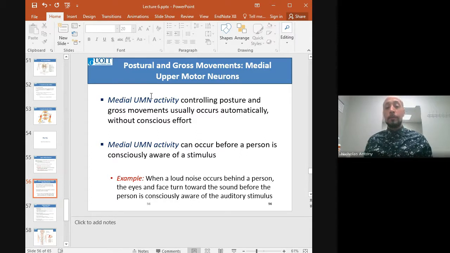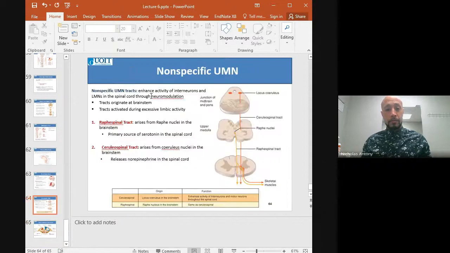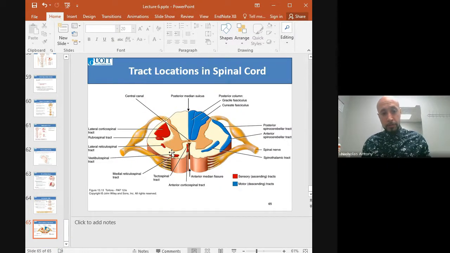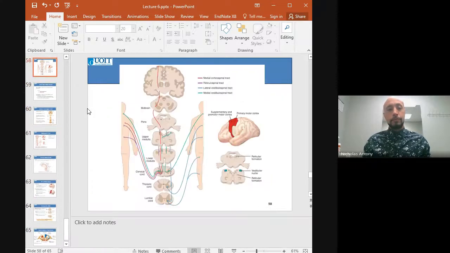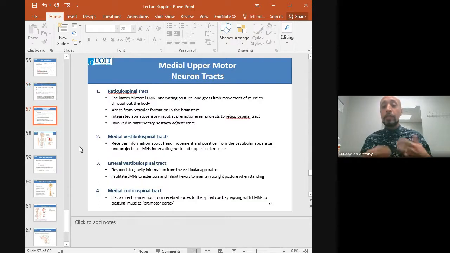So let's first talk about the medial upper motor neuron tracts. They're called that because they are medial. So if we're looking at the motor tracts, the lateral ones are lateral, the medial ones are medial. That's just why they're called that. And then the anterior ones are anterior. So when discussing the four different medial upper motor neuron tracts, they're all in relation to the activation of our core and posture muscles. The main one is the reticulospinal tract.